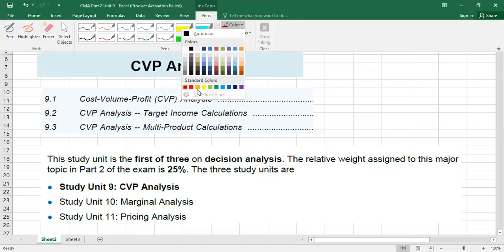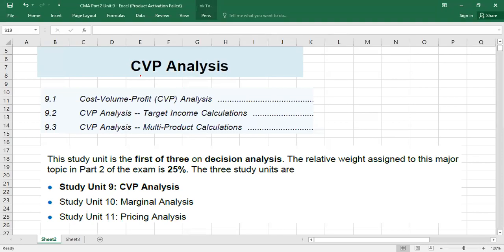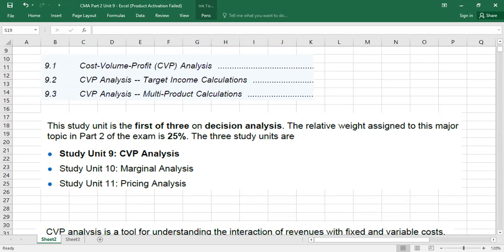So hello guys, we are going to discuss today CVP analysis. It is also called break-even analysis. So I'll explain what it is. So let me quickly tell you, in CMA part 2, this domain is called decision analysis.